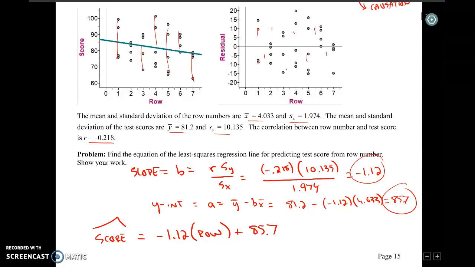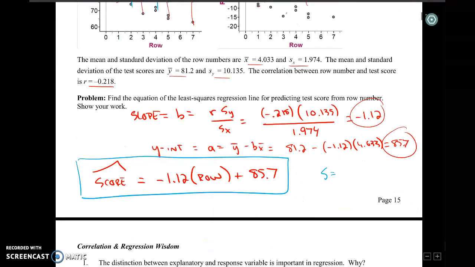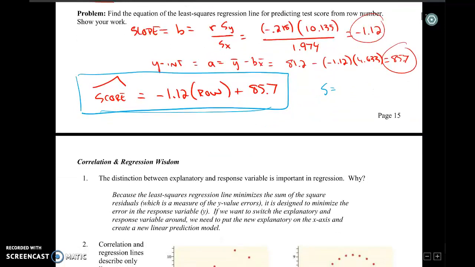But again, this is not a very good predictor. I bet you the standard deviation of the residuals, s, is pretty large, probably right around 15 or maybe even 20. I don't have the data, so I can't calculate it. Anyway, that's all they asked. Show your work. There it is.